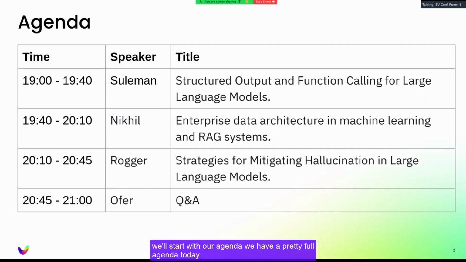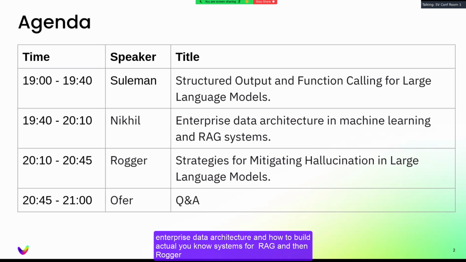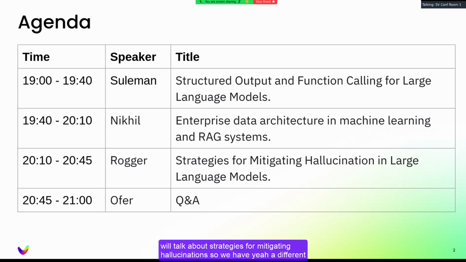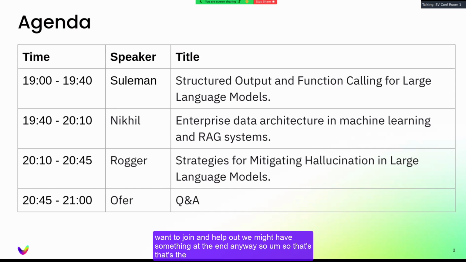So, we'll start with our agenda. We have a pretty full agenda today. We have 3 talks. Suleman will walk us through a lot of details about structured outputs and function calling. Then Nikhil will talk about the enterprise data architecture and how to build actual systems for RAG. And then Rogger will talk about strategies for mitigating hallucinations. So we have a different Rogger with 2 Gs. Yeah. But if you want to join and help out, we might have something at the end. Anyway, so that's the agenda.